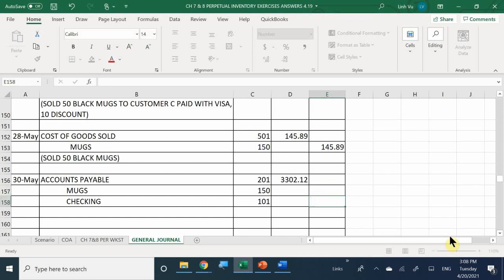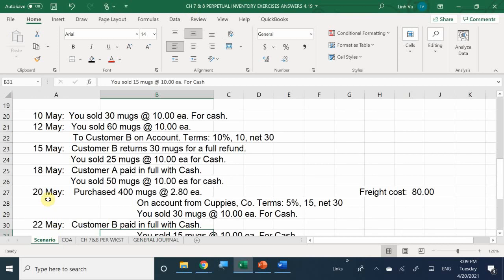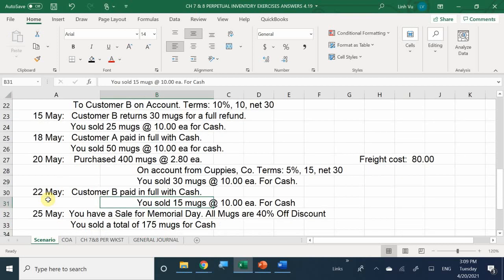Let's look at the scenario one more time. So, if on May 20th I purchased 400 items, did I make any returns from this batch? Oh, no. No, you sold them. No, we just sold them. So, in this case, this batch of 400 was perfectly fine. We had no issues there.